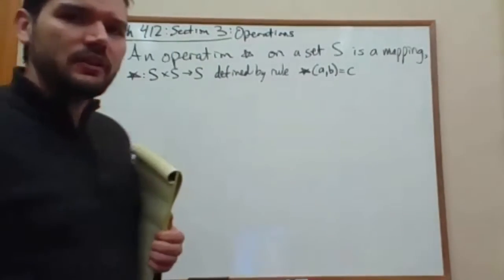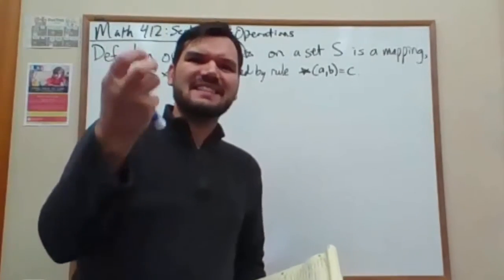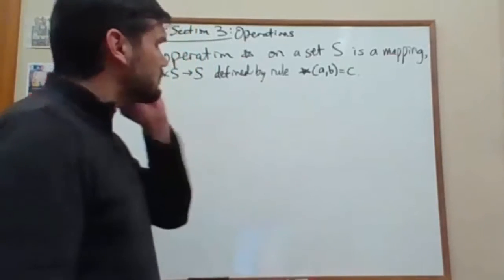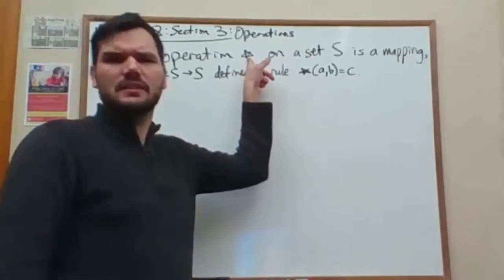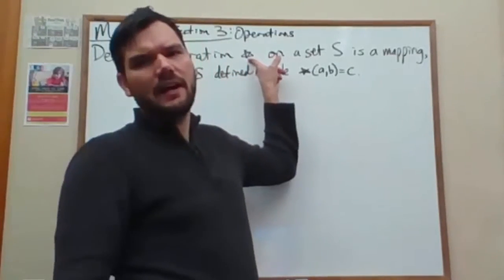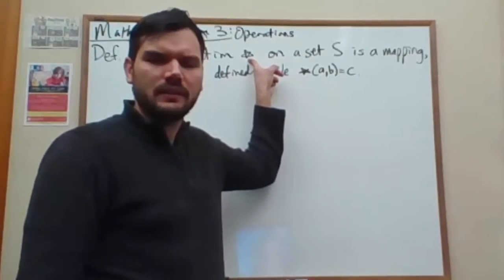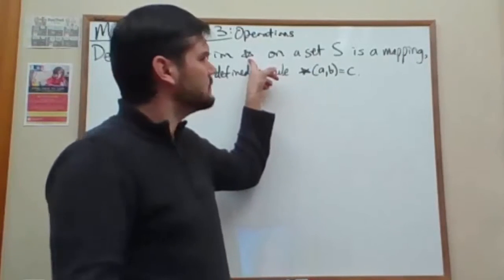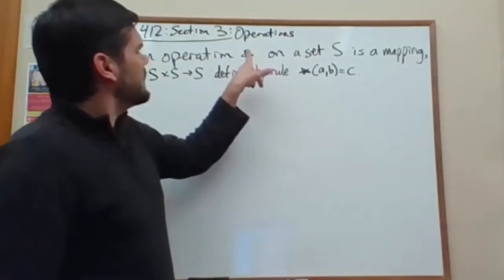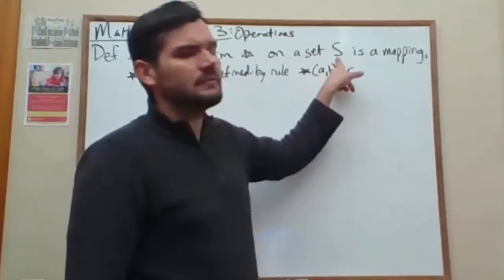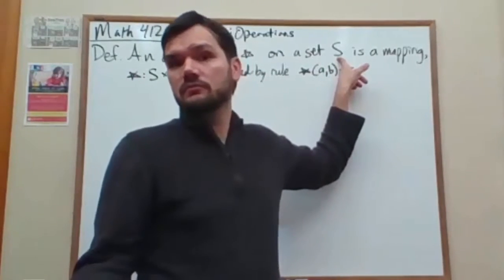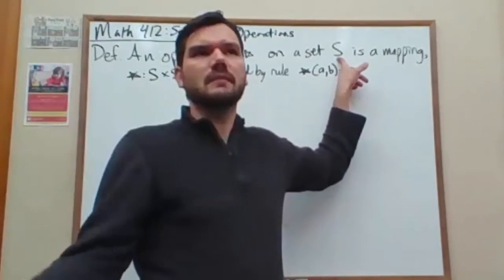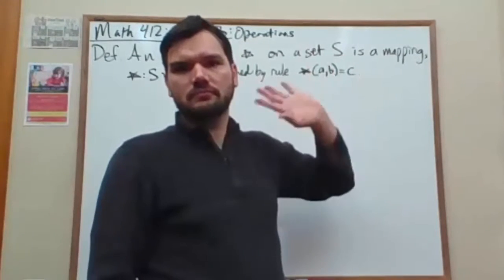First, an operation is defined by some symbol. Often we'll use this star or asterisk. I find the star is easier to write quickly. Asterisk takes forever, but the book often will use an asterisk. That's fine. Some symbol on a set. This set could be just a few elements. It could be an infinite number of elements.